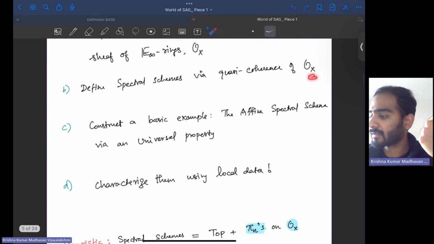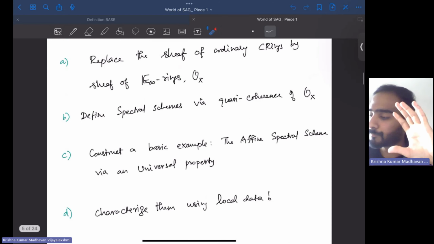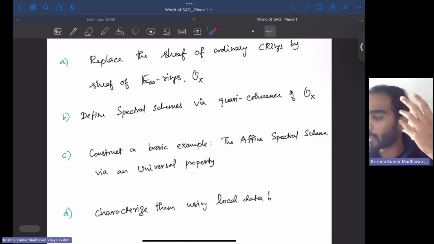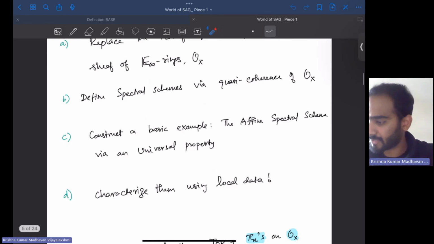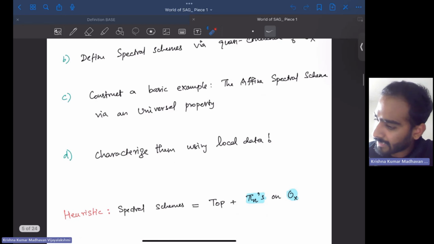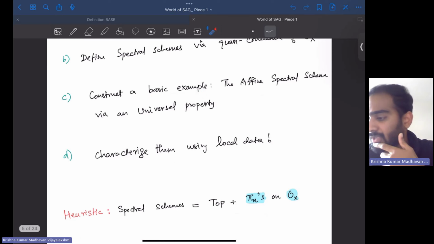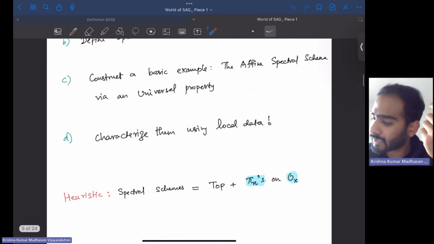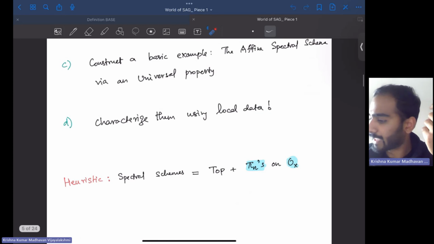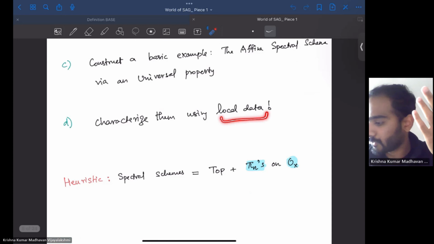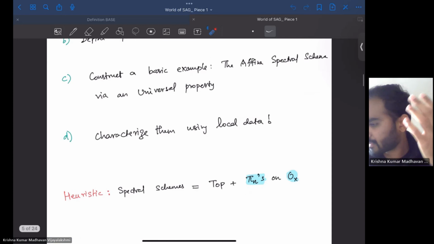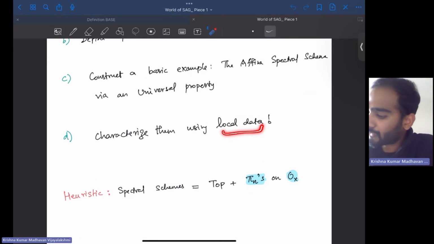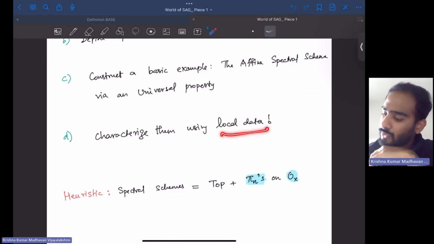By OX, I don't mean the usual, the one-categorical structure sheaf, but the infinity-categorical sense. And then, of course, one should have a very basic example in the series so as to have a good idea of what we are doing, right? So that would be the affine spectral scheme. And quite shortly, we'll also see how to characterize them using this local data.